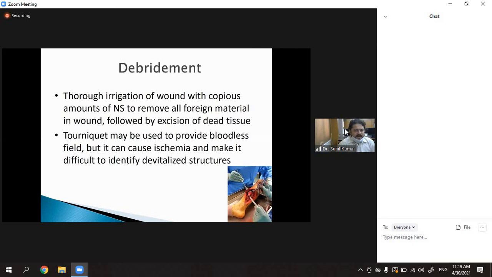Among the dead tissues, if muscles are dead, you have to remove those muscles. If the subcutaneous tissues are dead, you have to remove those. If a bony fragment seems to be dead or is detached, it can be excised. So excision of all dead tissue is part of this debridement. A tourniquet may be used to provide a bloodless field, but it can cause ischemia and make it difficult to identify devitalized structures.